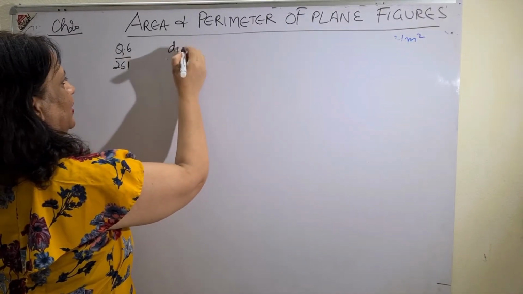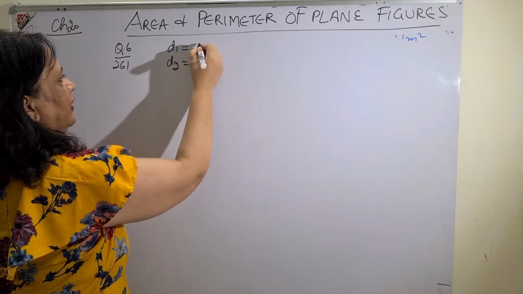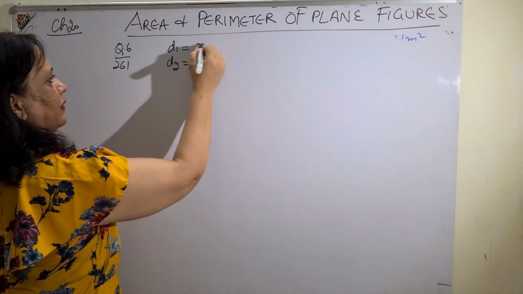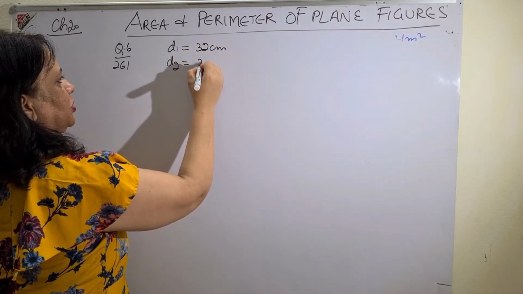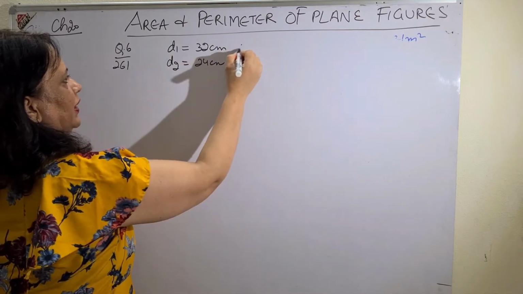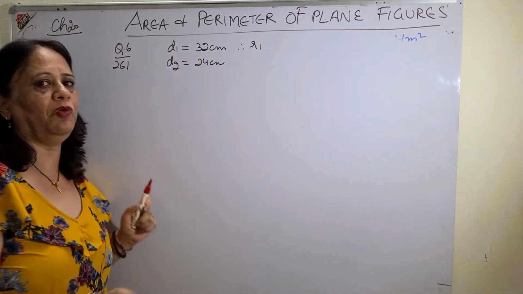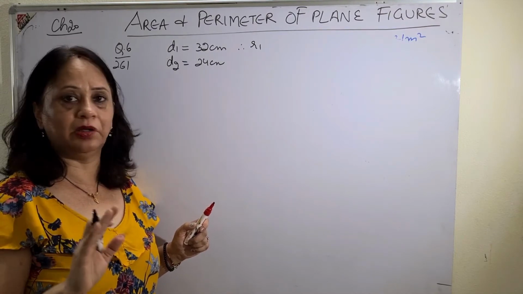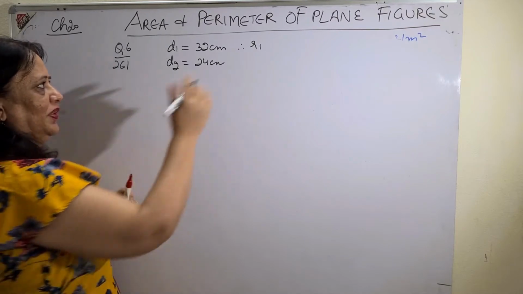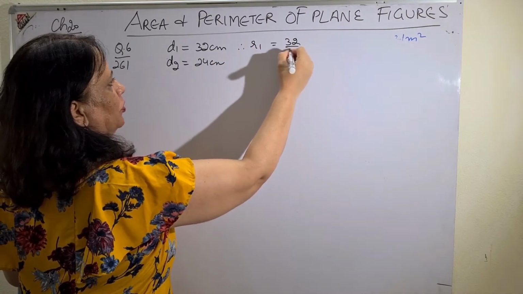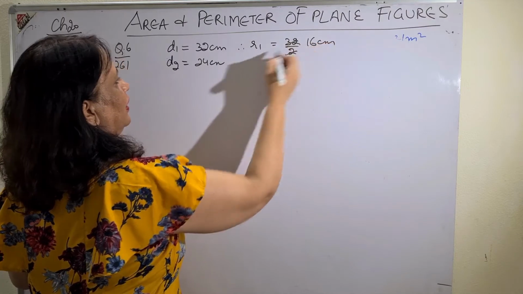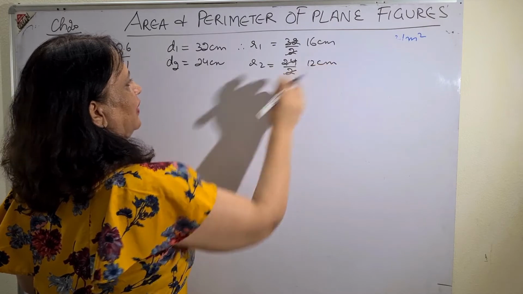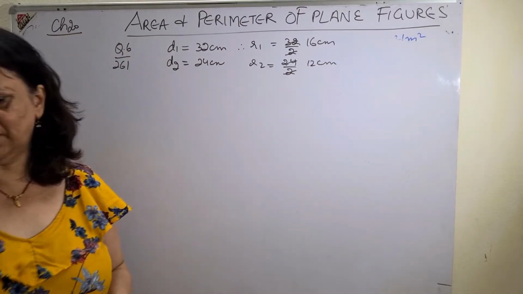So let the diameters be D1 and D2, where D1 is 32 cm and D2 is 24 cm. Here itself we will find the radius, because whatever formulas we use in circles are always linked with radius, not with diameter. So you find the radius first. R1 will be 32 upon 2, that is 16 cm, and R2 will be 24 upon 2, that is 12 cm. Very simple, you know all these things, I am just clearing it again.